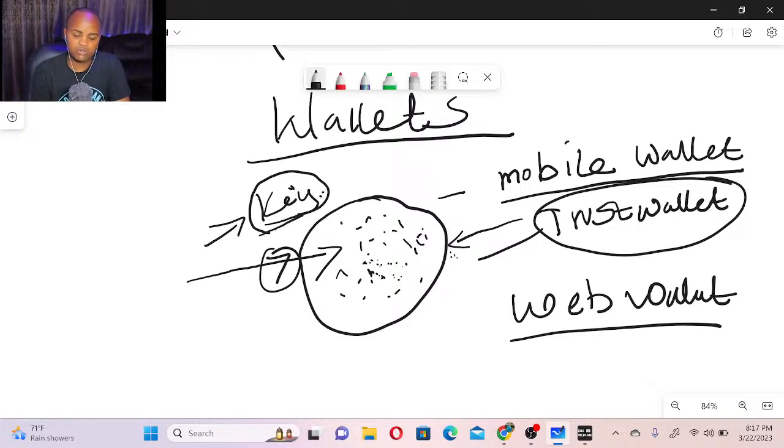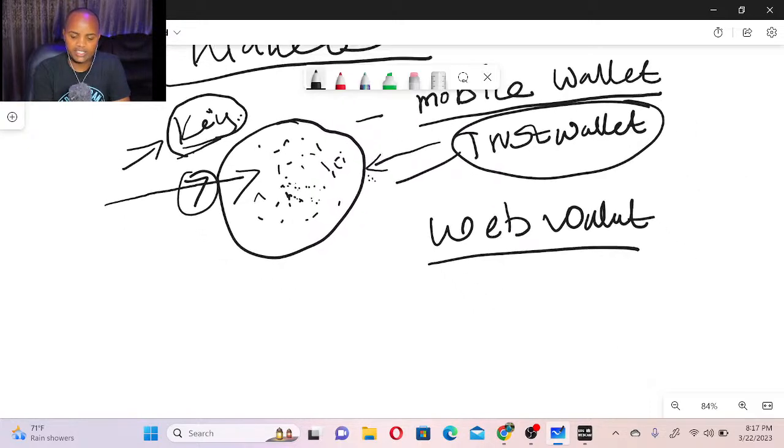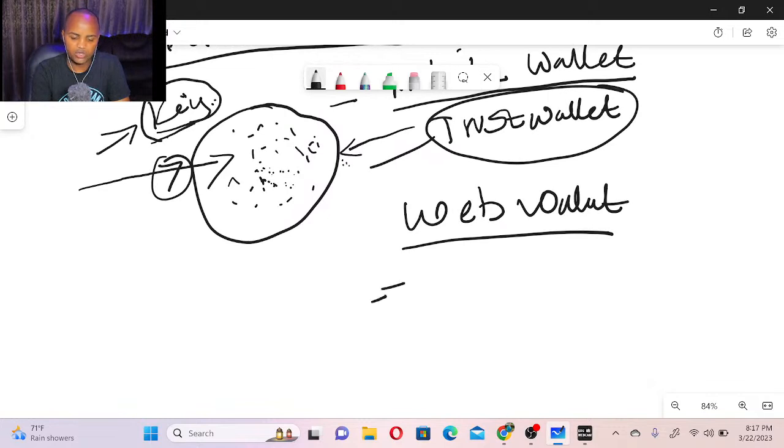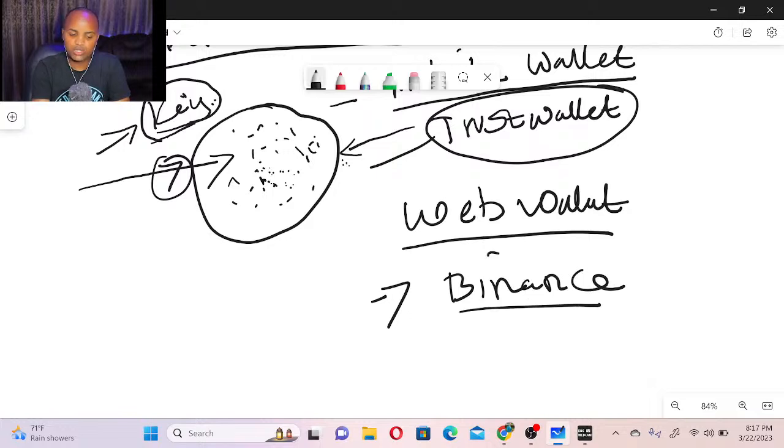They are almost the same as a crypto exchange platform, something like Binance. You know, this is the third party. But when it comes to a wallet, there's actually no third party, because you are the only one who can access it.